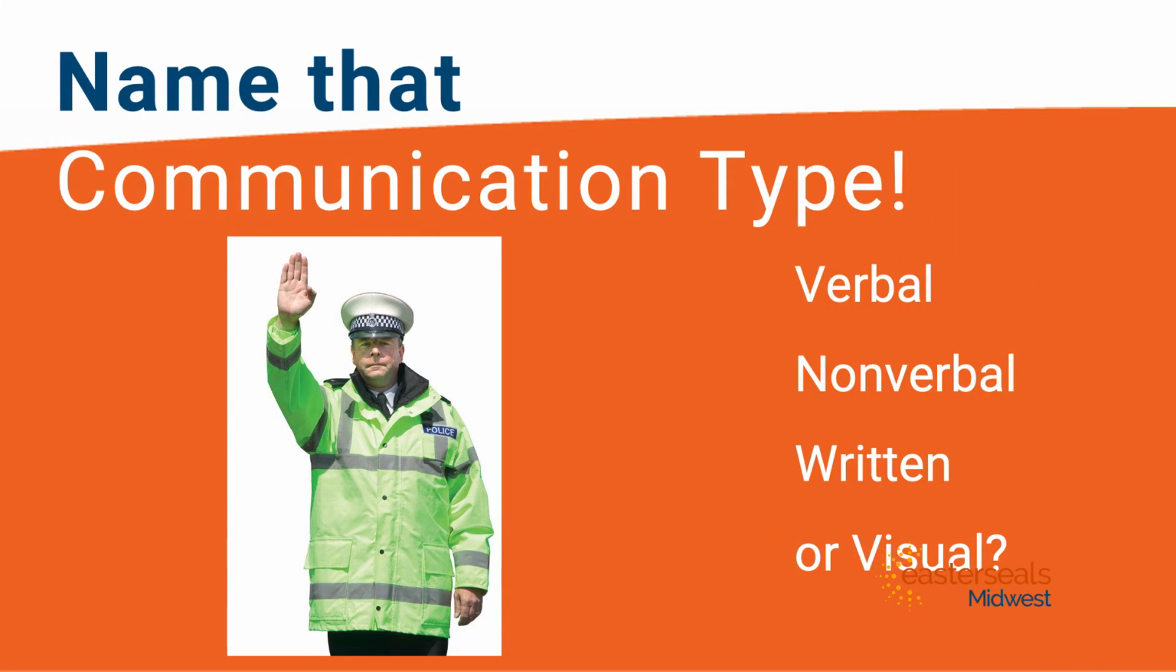In the third question, a police officer is signaling for us to stop using his arm and hand. This would be nonverbal communications. In the fourth question, this shows a waiter is handing out a menu. This would be written communications.